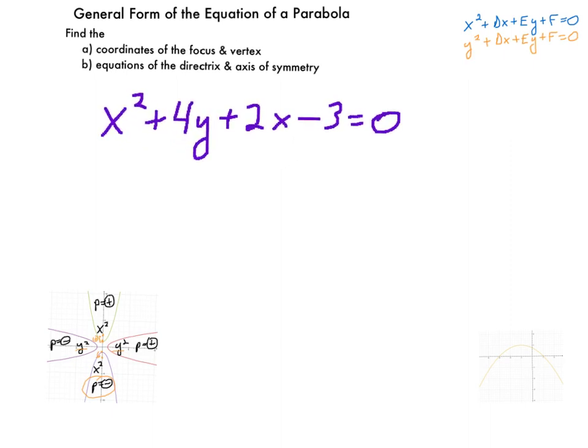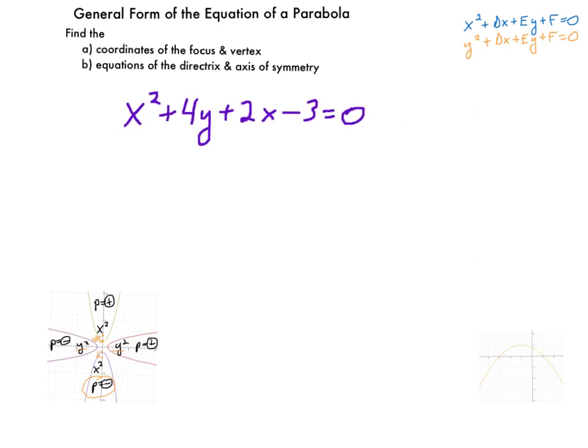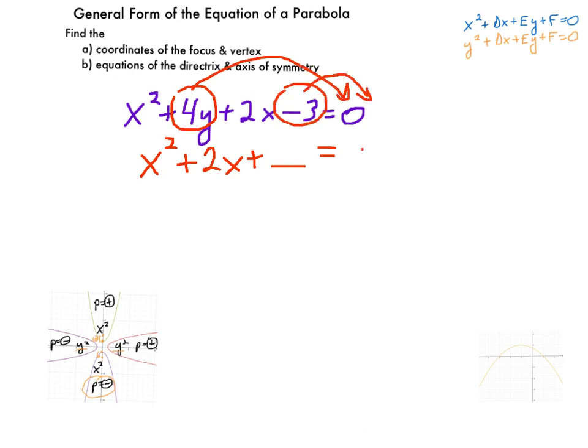We have x squared plus 4y plus 2x minus 3 equals 0. What are we going to do? We're going to do what we did with the circle. We're going to complete the square, and that will give us the information we need. We get whatever's squared on one side. Here we only have an x squared term, so let's get the x's on one side. I'm going to move everything else over, which gives us negative 4y plus 3.